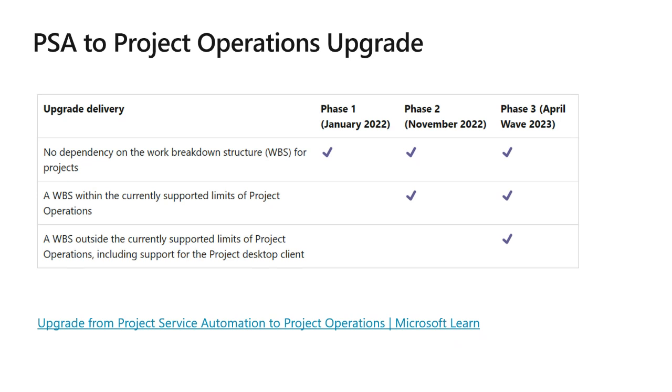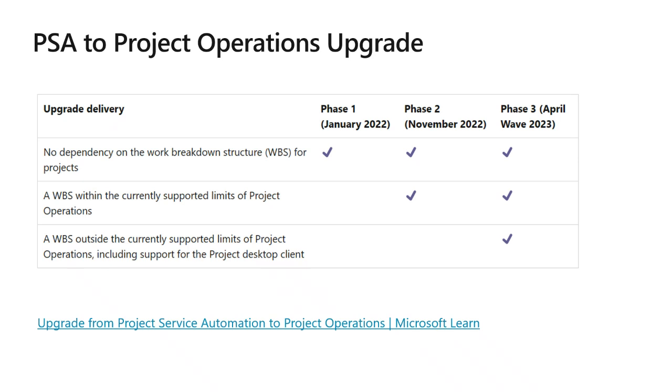More recently, the next phase, which is available as of November, is to handle upgrades of projects of customers who have projects which fit within the defined limits for work breakdown structures. In other words, currently 500 tasks. So if your projects fit within those constraints, then you're able to upgrade from PSA to Project Operations today.